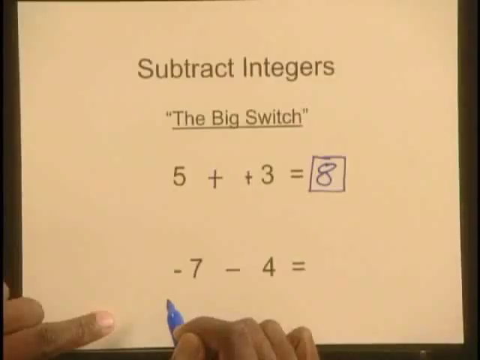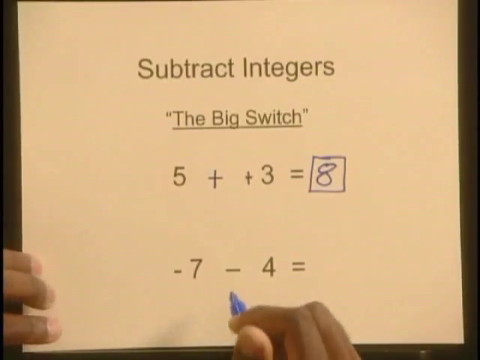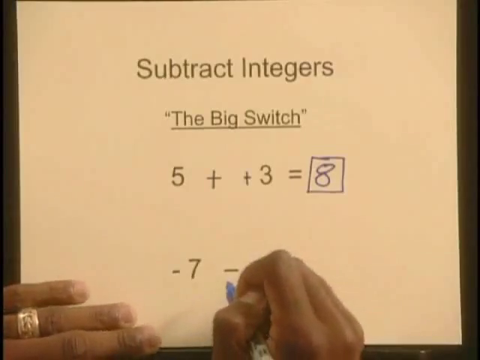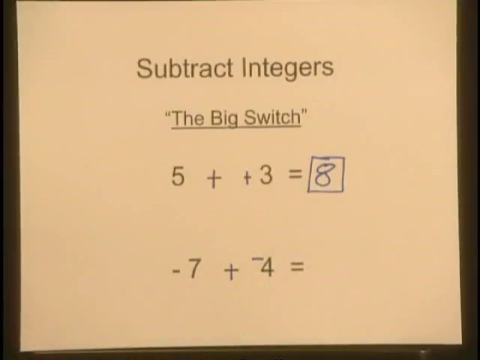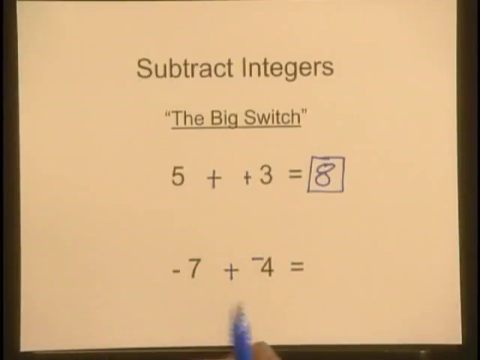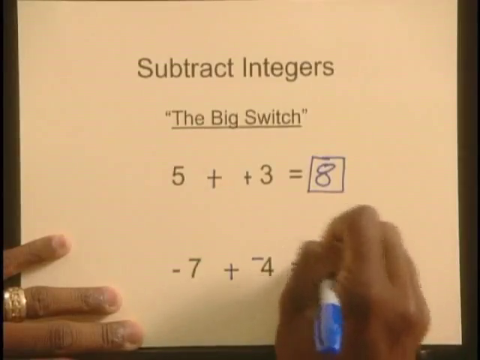Now looking at this next example, we have negative 7 minus 4. When you see subtraction, we've got to do the what? The big switch. So we change subtraction to addition and change that positive 4 to a negative 4. Now we're going to add together two cold numbers, right? So negative 7 plus negative 4 would give us what? Negative 11. That's double O chili, right? That's real cold.